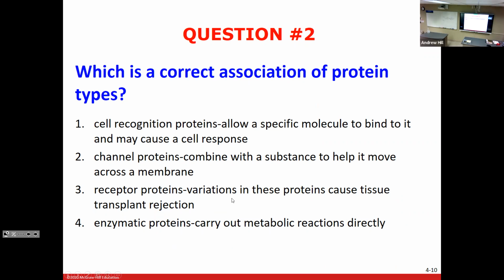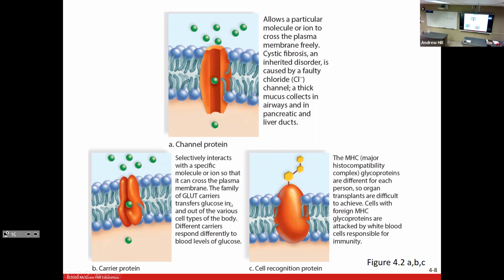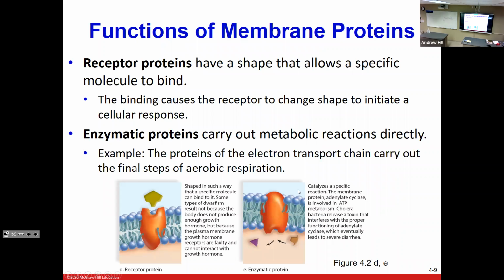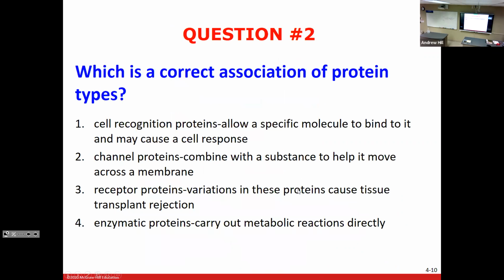Receptor proteins, variations of these proteins cause tissue transplant rejection. What kind of protein would that be? Let's go back to our picture. That'll be something like this, a glycoprotein, right? Because those are involved in cell-to-cell recognition. So neighboring cells can recognize each other, and the immune system can recognize your cells and differentiate between your cells and something else, like a protein coat of a virus, or the protein or carbohydrates on a bacterium.